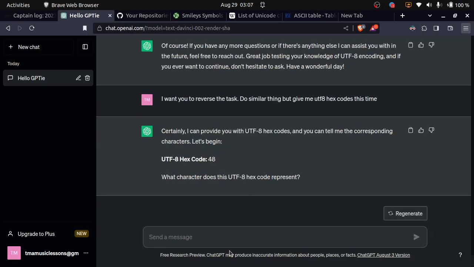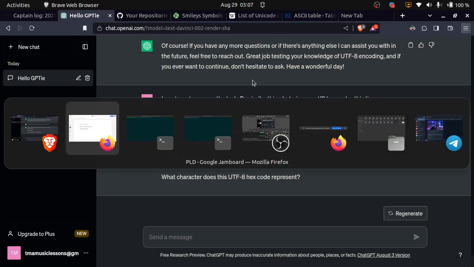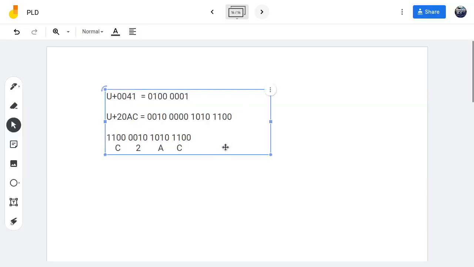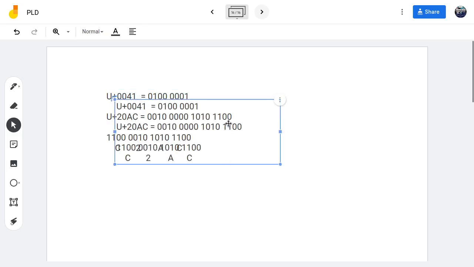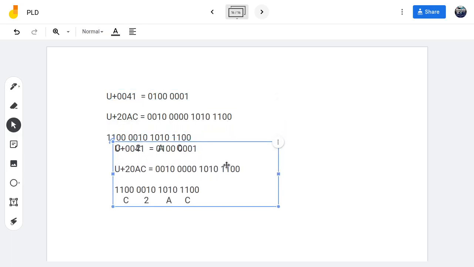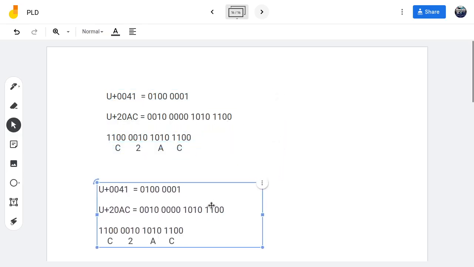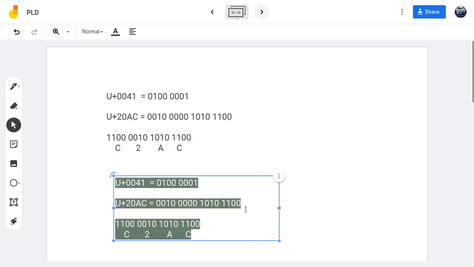Okay, so it's giving us 4 8. This one I want all of us to do it together. 4 8. So what is 4 8? What is the Unicode of 4 8? 4 and 8. Let's go. You don't refer to it as 48. It's 4 8. Okay. Let's work. 4 8.